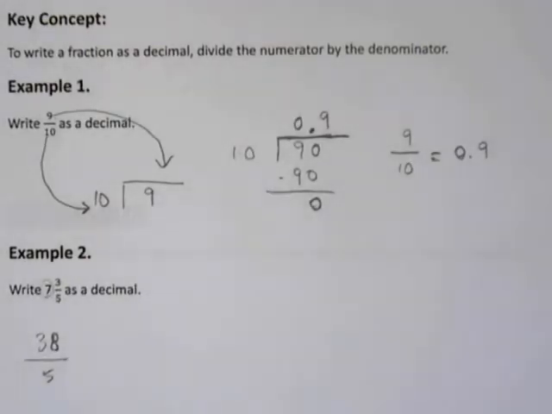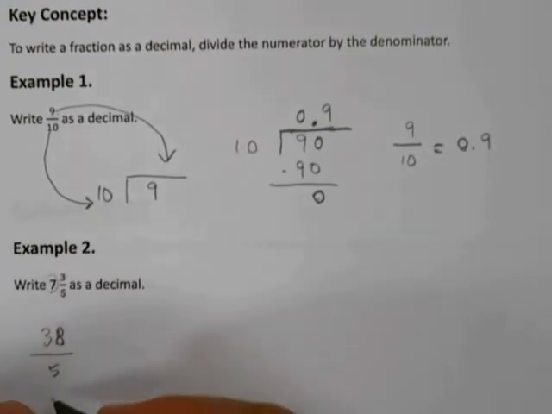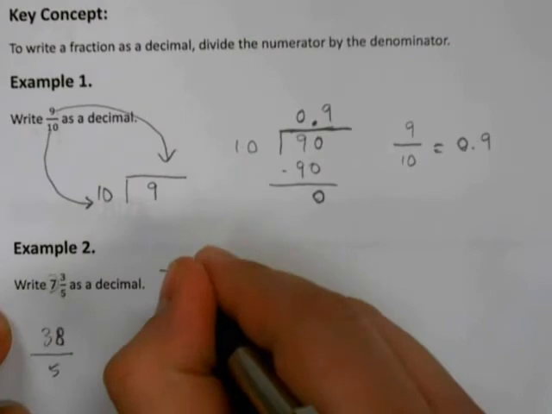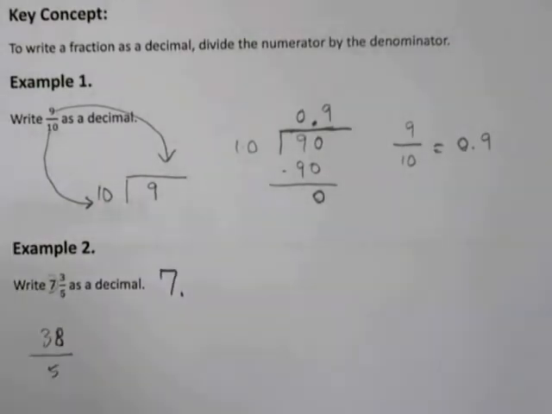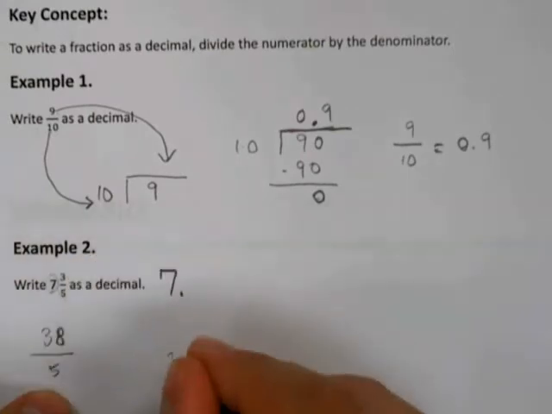Okay, you can change it to an improper fraction, but before you go off doing that and then dividing 38 by 5, it's much easier to just know that our answer is going to have 7 and then a decimal point. Then just take your 3/5 and divide that out. So 3 divided by 5.